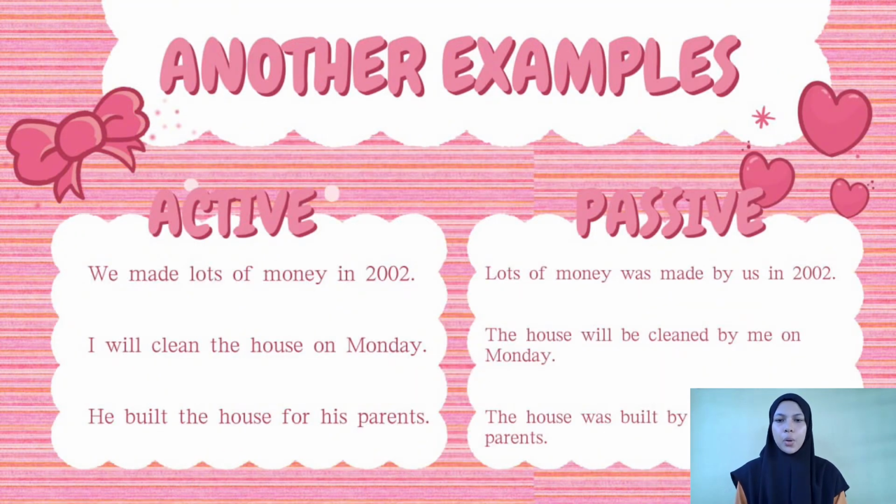Another example: we made lots of money in 2002. Lots of money was made by us in 2002. I will clean the house on Monday. The house will be cleaned by me on Monday. He built the house for his parents. The house was built by him for his parents.